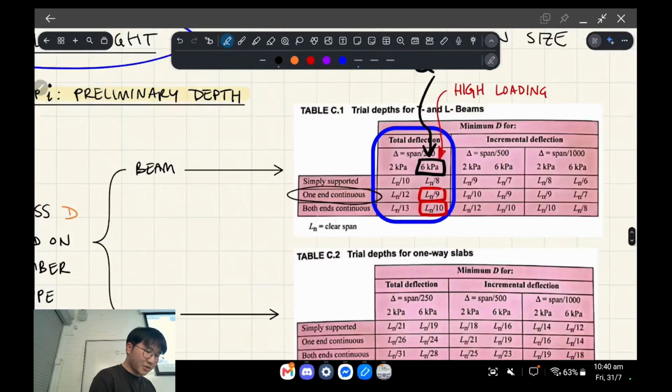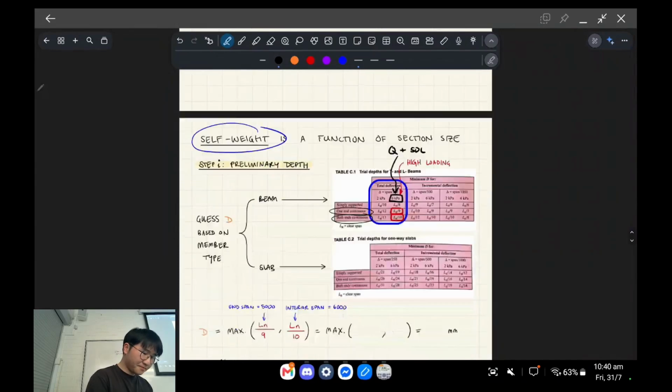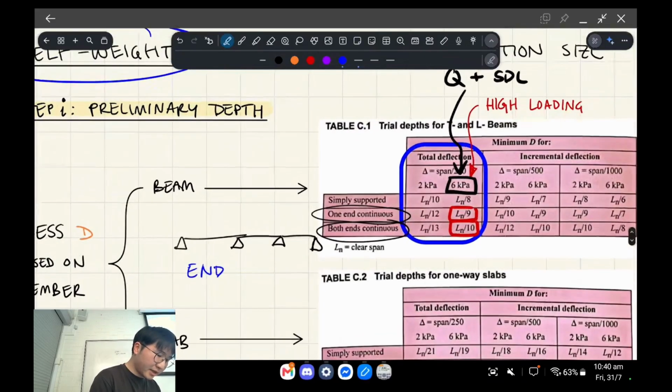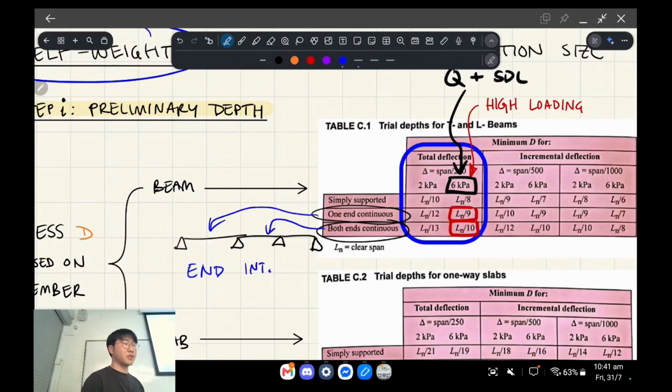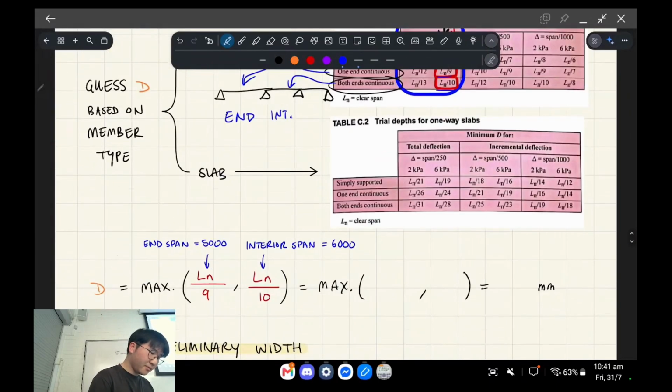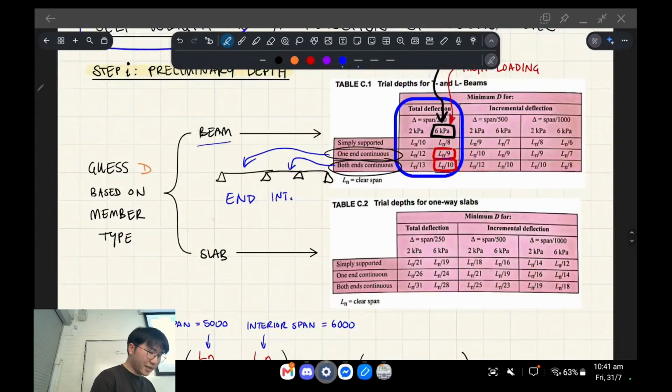So we've got 2 scenarios. We've got the end span. Your end span has one end continuous, so that's the same thing as this. Your interior span is the same thing as saying both sides of your span are continuous. So we're going to take this value and this value. And we're designing the beam, not the slab, okay?